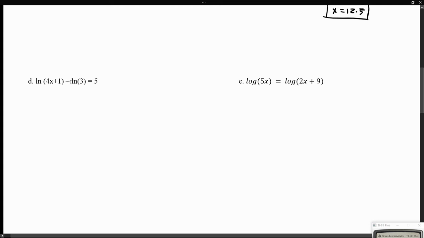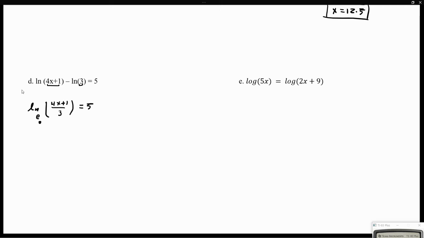Well, notice that I'm subtracting two logs. And my rule of logs says that if I'm subtracting, I can just divide the insides. So I want to get 4x plus 1 divided by the inside of the second, which in this case is just 3. And that's equivalent to 5. Now that I have it as a single ln, I can use the property of logs. The only difference is that ln has a base of e. But the idea is still the same.